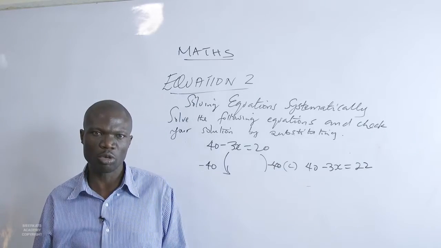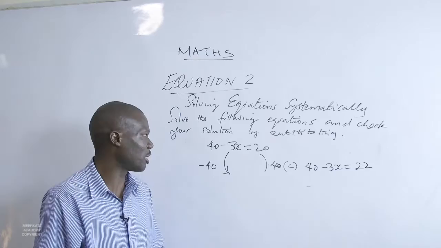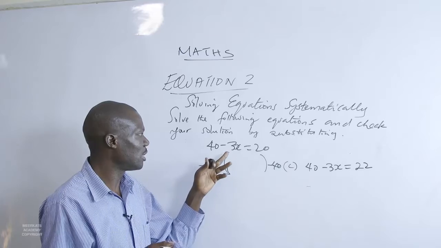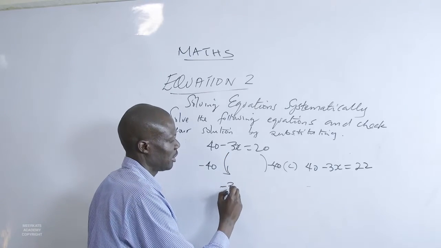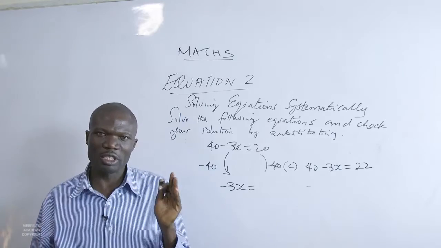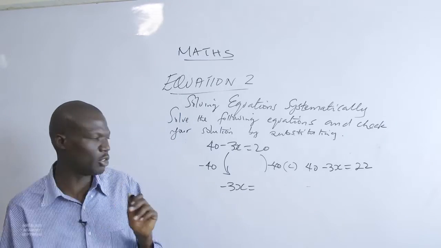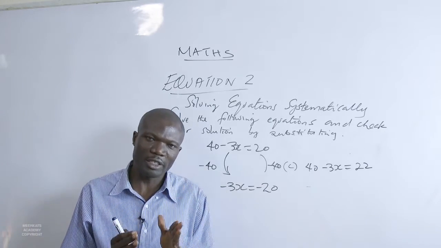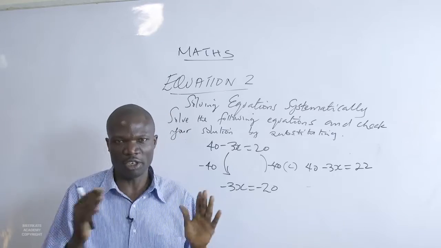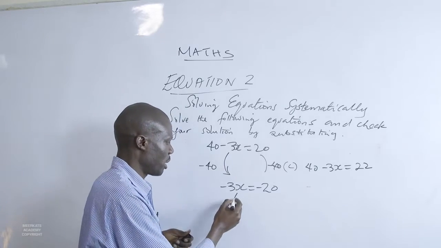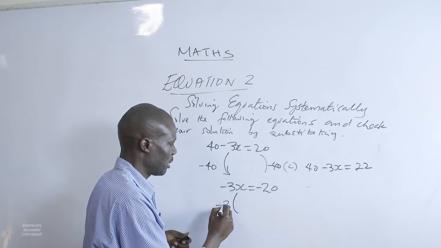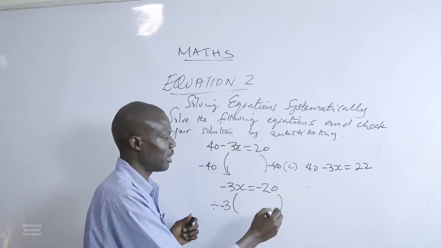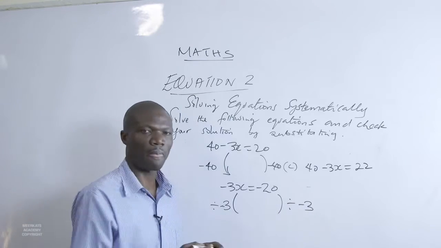We have done integers, both positive and negative, so we should not have a problem working this out. 40 minus 40 minus 3x will give us minus 3x. 20 minus 40 is minus 20, or negative 20. Remember, our interest is to find the solution for x and not anything else. So we shall be required to divide this side by negative 3, and also the other side by negative 3.